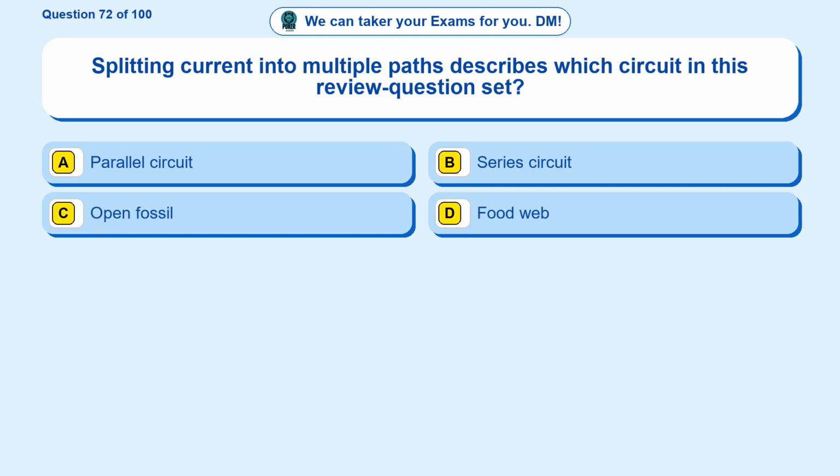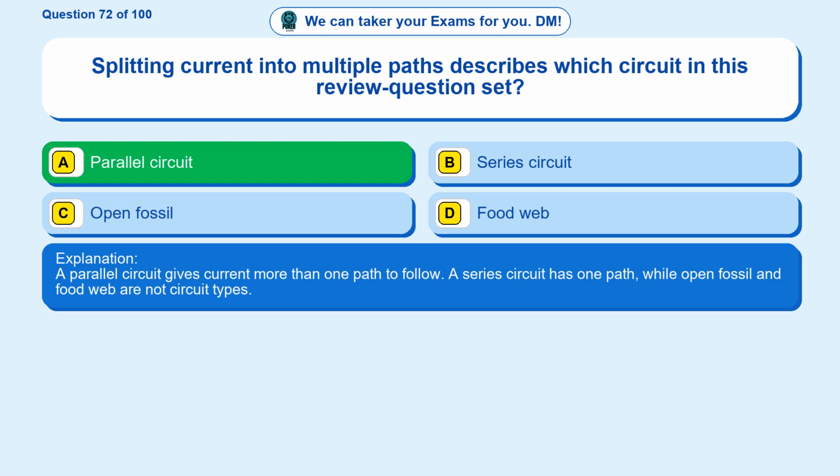Question 72. Splitting current into multiple paths describes which circuit in this review question set? Option A, parallel circuit. Option B, series circuit. Option C, open fossil. Option D, food web. The correct answer is option A. Parallel circuit. A parallel circuit gives current more than one path to follow. A series circuit has one path, while open fossil and food web are not circuit types.